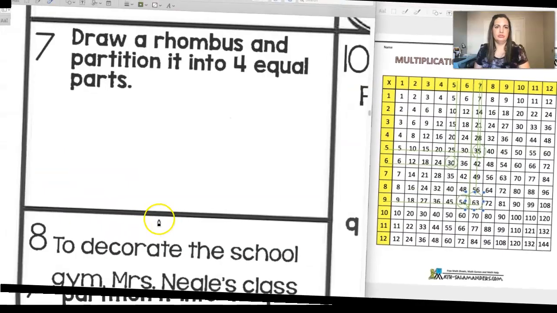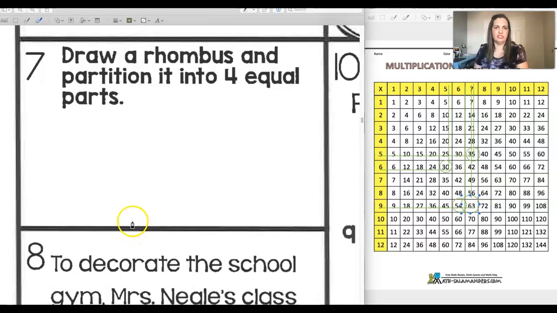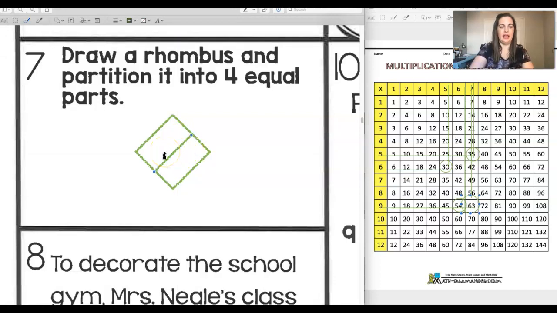Number 7, draw a rhombus and partition it into 4 equal parts. Remember, a rhombus is like a diamond. Okay, I have my diamond, and then to put it in 4 equal parts, I can simply divide it into half, and then divide it in half again.